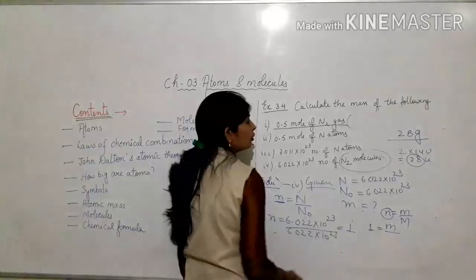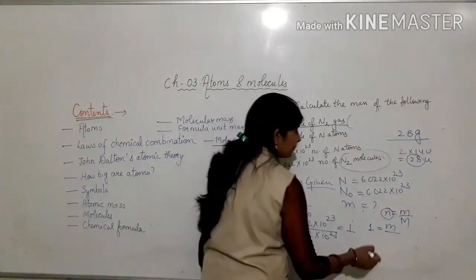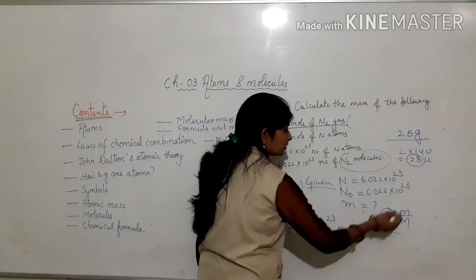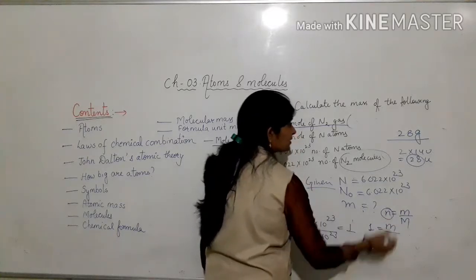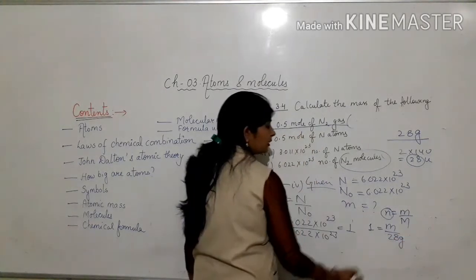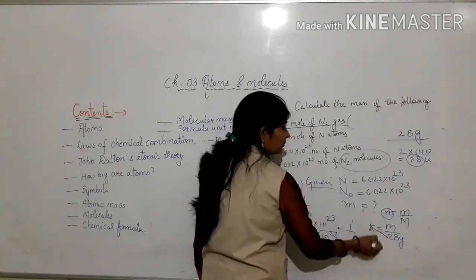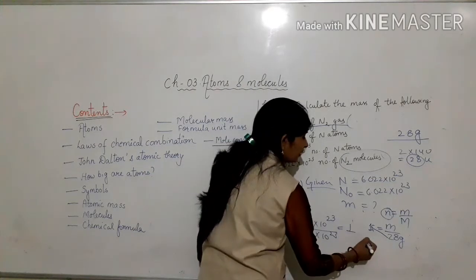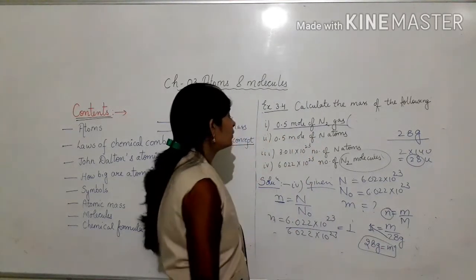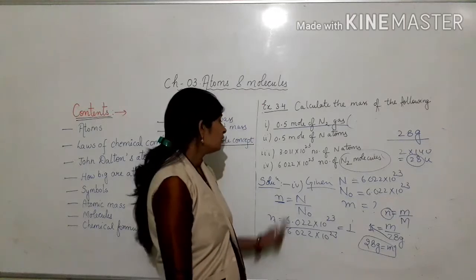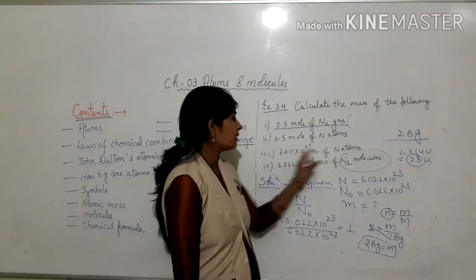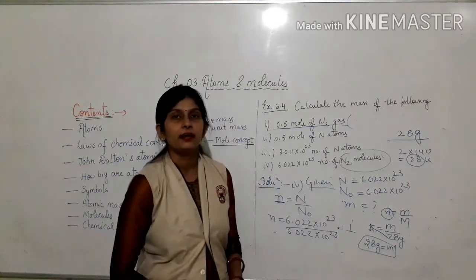So molar mass of nitrogen molecules is 28 gram. So number of moles small n 1 is equal to mass we have to calculate upon molar mass of nitrogen molecules, 28 gram. Okay, 28 gram will be transferred from right to left, then it will multiply 1. Then we will have 28 gram is equal to mass. So what is the mass? 28 gram of 6.022 into 10 to the power 23 number of nitrogen molecules. So these many molecules have mass 28 gram.